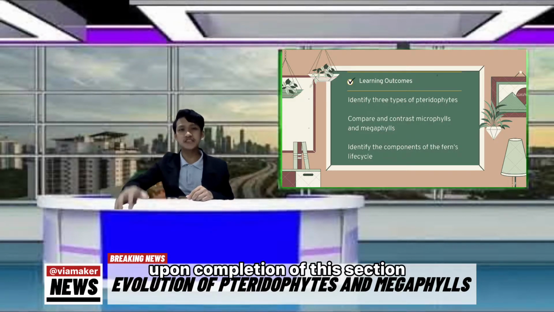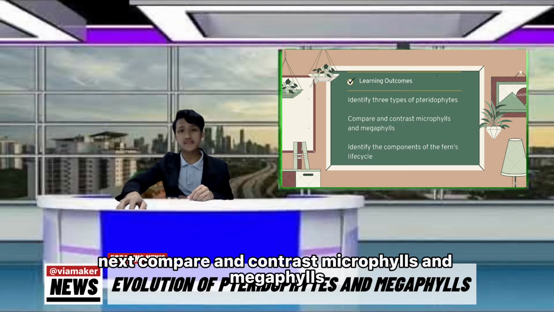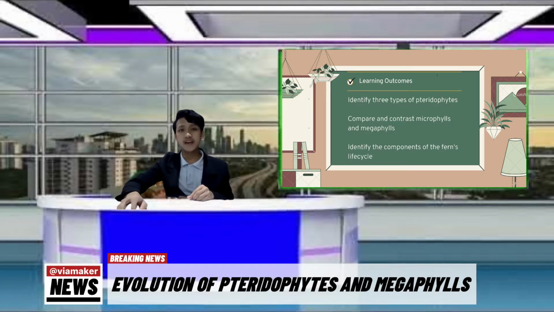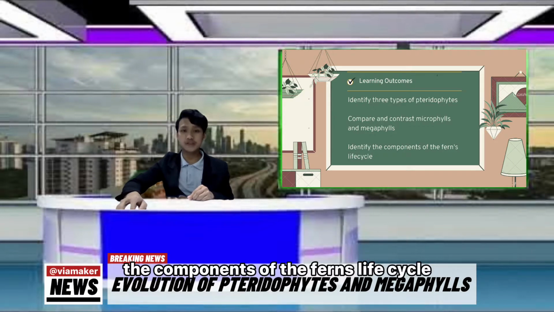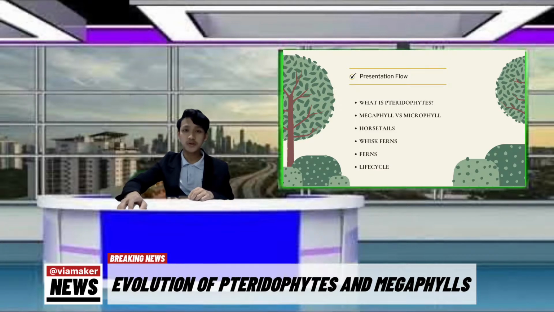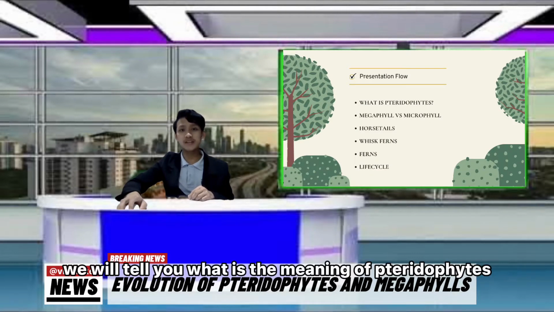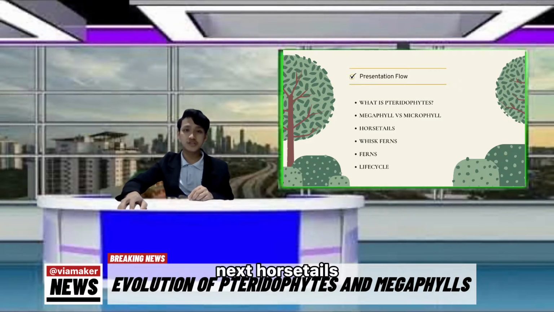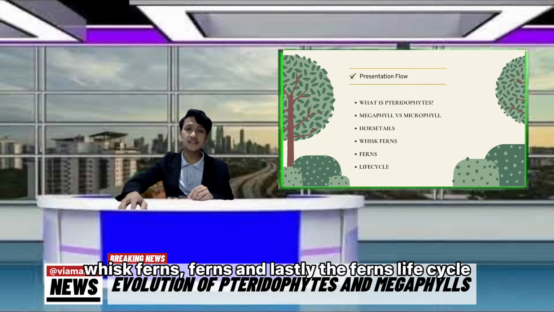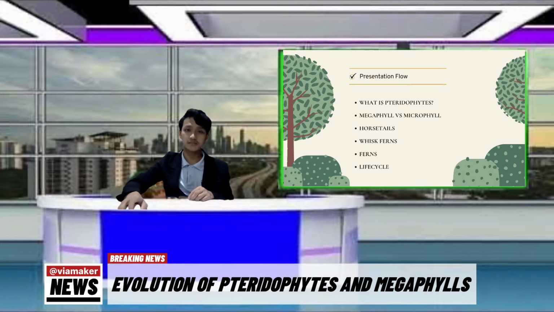Upon completion of this section, we should be able to identify 3 types of pteridophytes. Next, compare and contrast microphytes and megaphytes, and lastly, we should also be able to identify the components of the fern's life cycle. For the presentation flow, first, we will tell you the meaning of pteridophytes. Second, the differences between megaphytes and microphytes. Next, horsetails and whisk ferns, and lastly, the fern's life cycle.